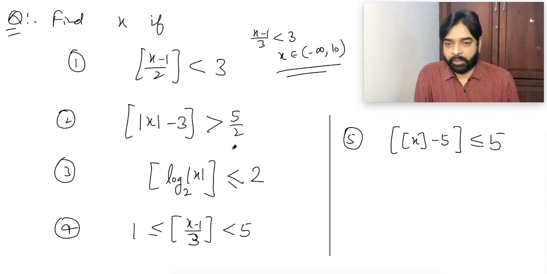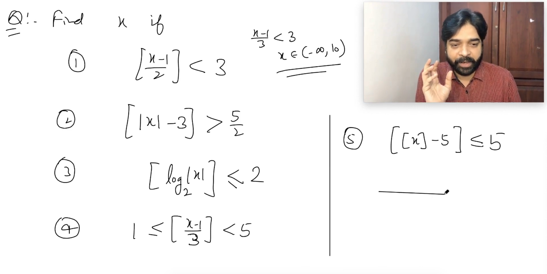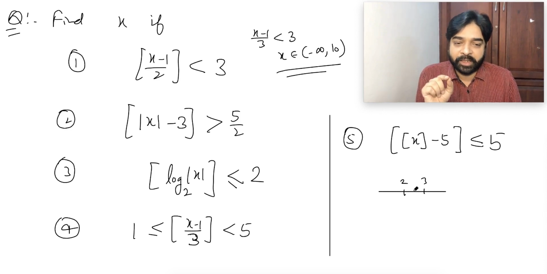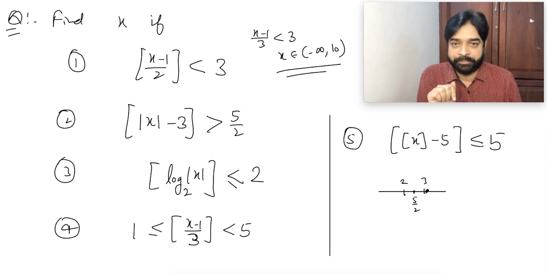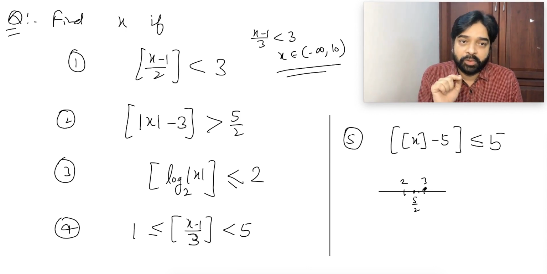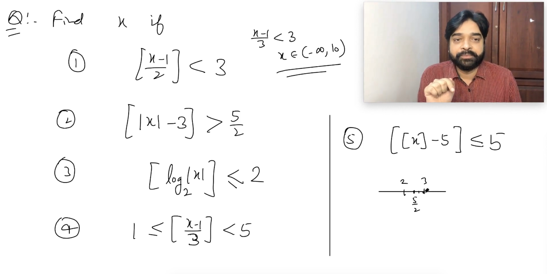Okay, now the second question. Greatest integer of mod of (x minus 3) is greater than 5 by 2. Greatest integer of something being greater than 5 by 2, which is 2.5, means the first value of the greatest integer is what? 3. 3, 4, 5 like that. So x should not be here, otherwise the greatest integer will become 2. So x should start from 3.